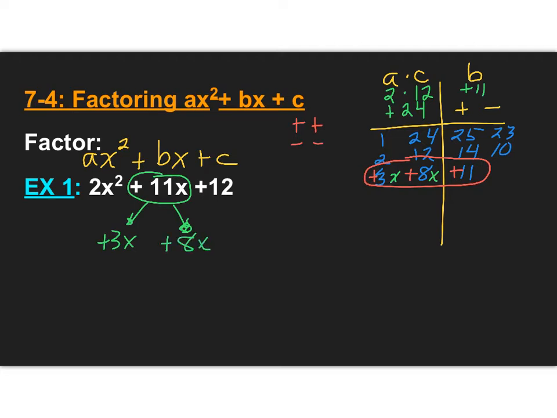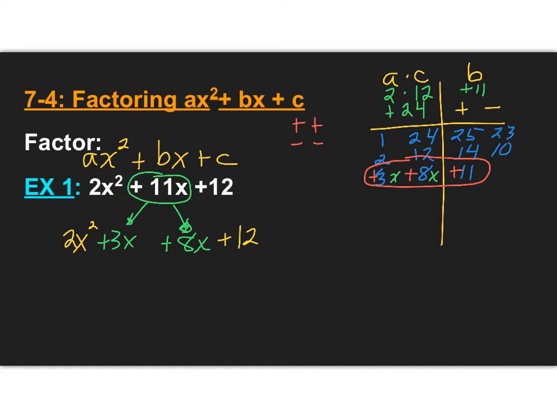You are still going to bring down the bookends here and here. Those don't change. So I'm going to bring down the 2x squared and the positive 12. So at this point, we now have 4 terms. So this is where factor by grouping comes into play. So remember, with 4 terms, we're going to cut it in half, take the GCF of the first group, factor it out, GCF of the second group. So let's go ahead and do that.